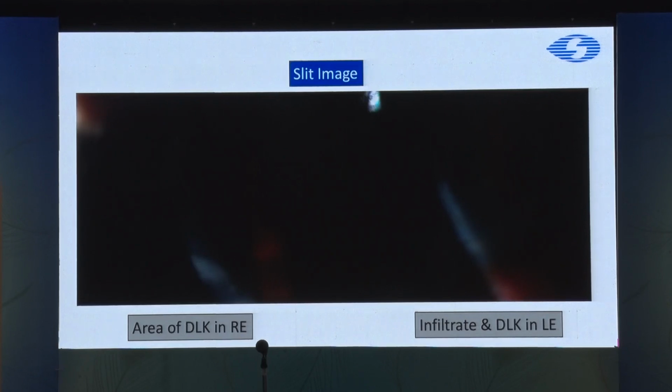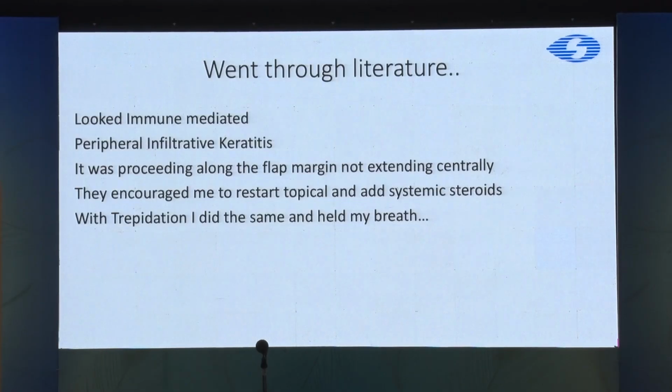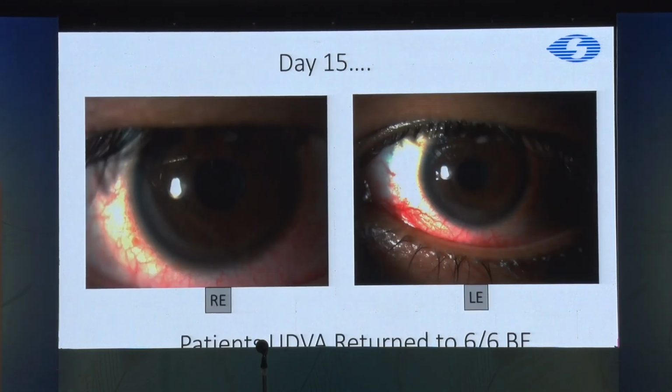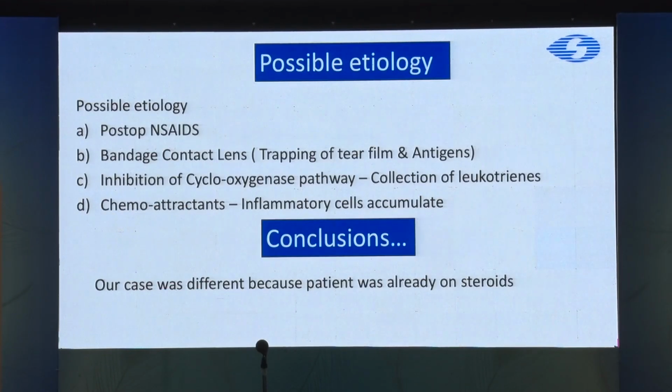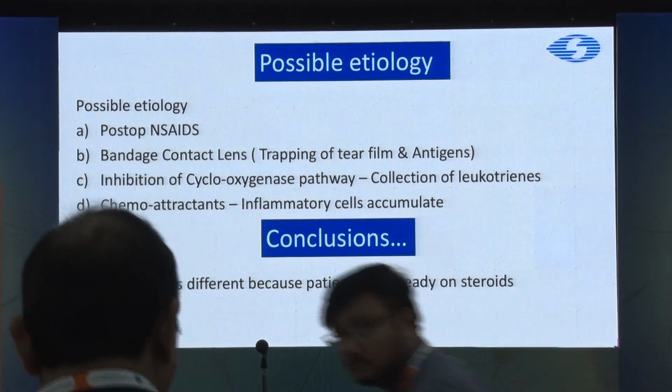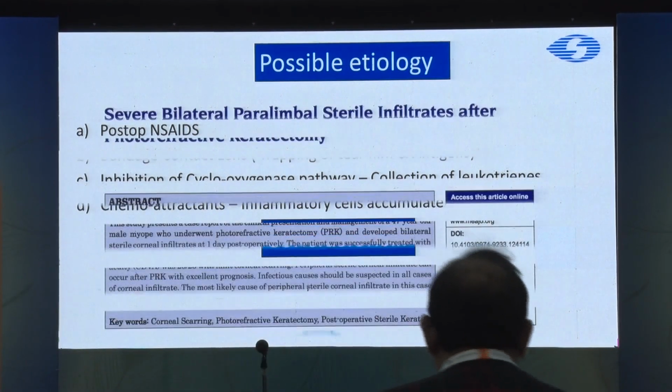This was the slit image. We could see an area of DLK and infiltrate. I went through literature, consulted with a couple of my professors at Narayan Netralaya, and they said that because it was proceeding around the flap margin and not extending centrally, it was more likely to be an immune cause rather than an infection. And so I started steroids again with trepidation, but gradually the patient improved. This is the final picture at day 15, where the patient is much better. And possible causes for this, basically it's trapping of the antigens under the contact lens, which leads to an inhibition of the cyclooxygenase pathway, collection of leukotrienes, and therefore this can cause this problem.